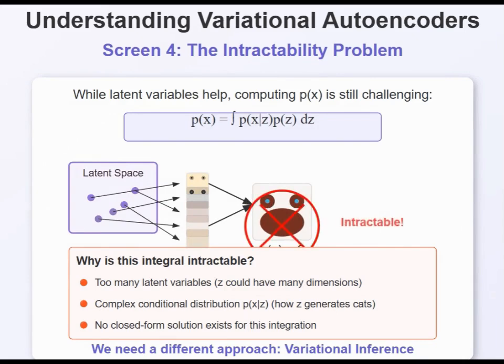The red x you see in our diagram emphasizes that we can't compute this integral directly. We need a clever workaround, a way to approximate these distributions without having to compute the intractable integral. This brings us to the key innovation of variational autoencoders, using variational inference to approximate the posterior distribution, which we'll explore in the next screen.